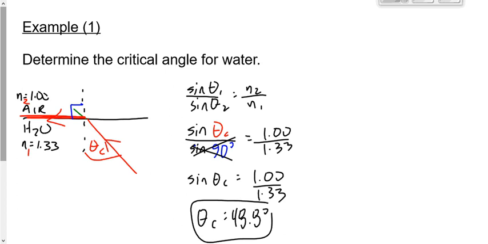Okay, so we have a difference in index of refraction of 0.33 from 1 to 1.33. If we had a bigger difference in index of refraction, would we expect that value 48.8 to be bigger or smaller? We're talking about, instead of air and water, air and glass, let's say. Is theta c going to be bigger or smaller? Smaller. The bigger the difference in index, the smaller the critical angle.